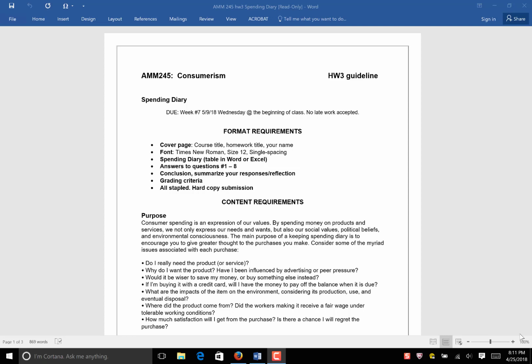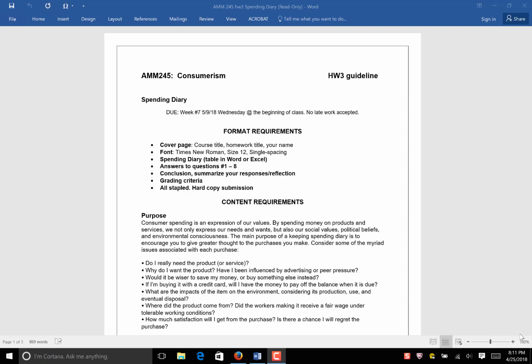So the requirements: you need a cover page that has the course title, homework title, and your name. The font should be Times New Roman or something basic. It doesn't have to be Times New Roman; you can do Calibri or Arial or anything like that. But keep it typical, size 12, single space.